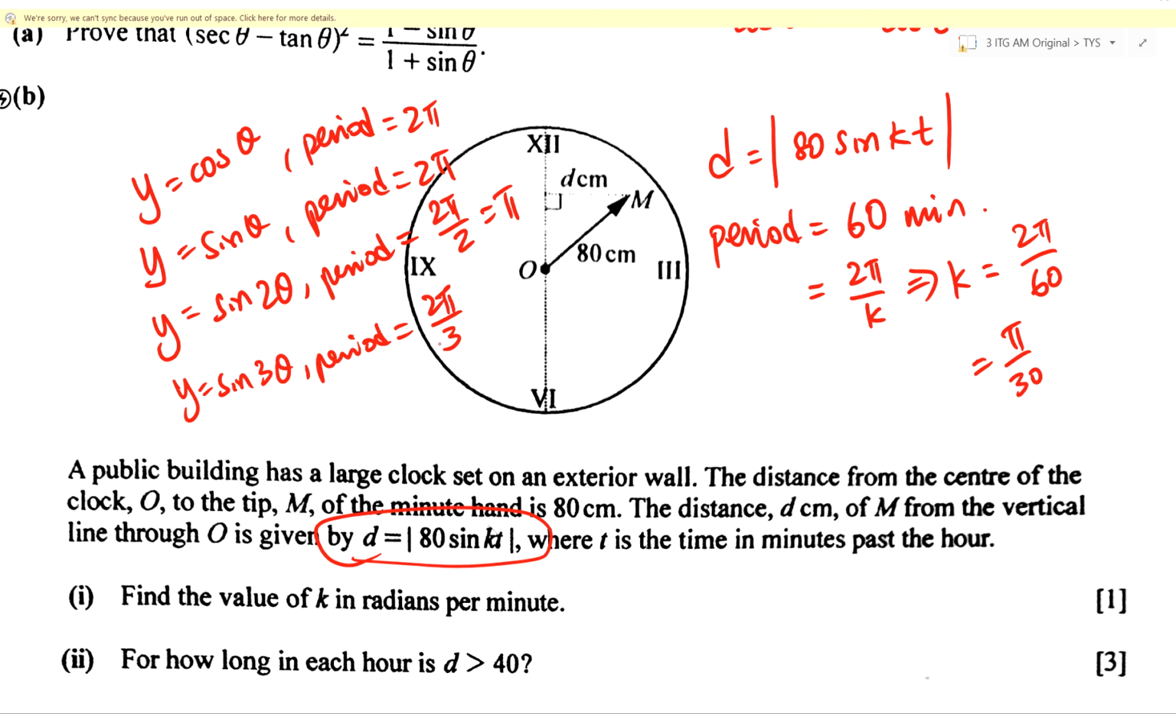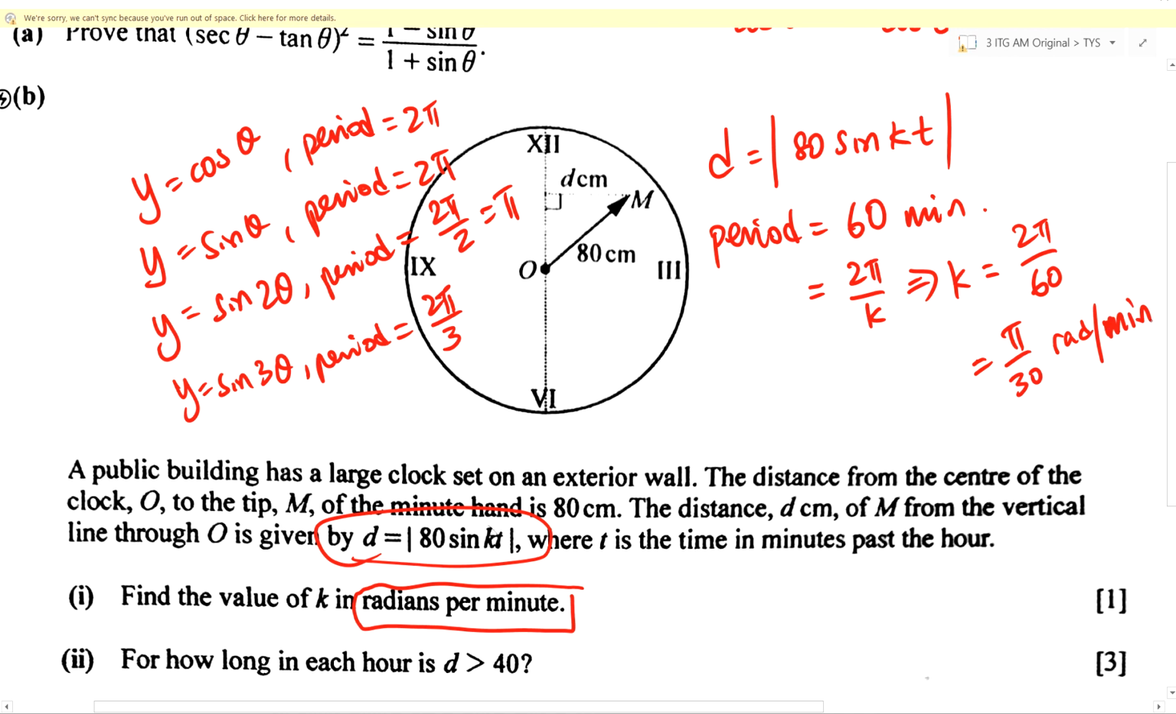Let's check whether the units are in radians per minute. So go back to your original form for k. Now here we see 2 pi in the numerator. The unit for 2 pi is radians. The unit for 60 is minutes. So when you divide them, you get radians per minute. So it tallies with the units over here. So this is in radian per minute.